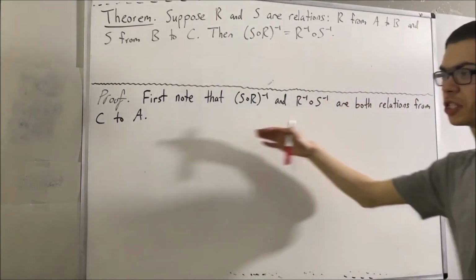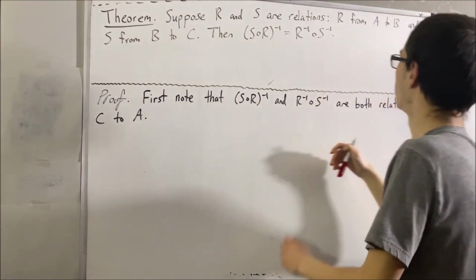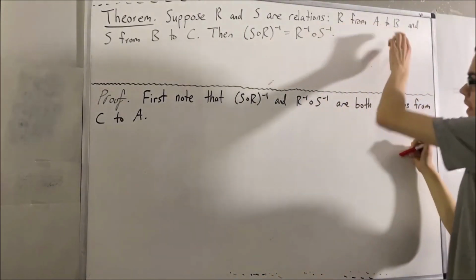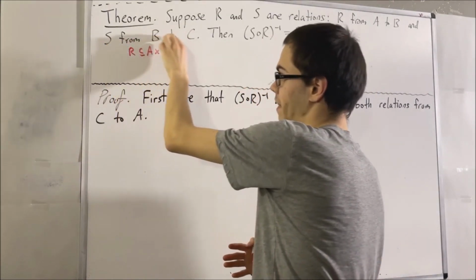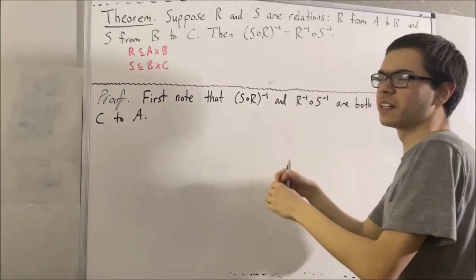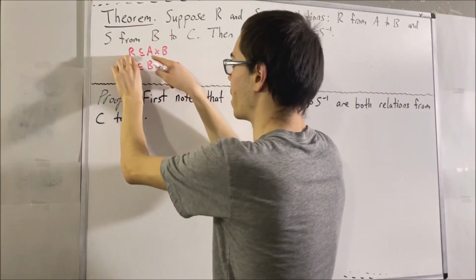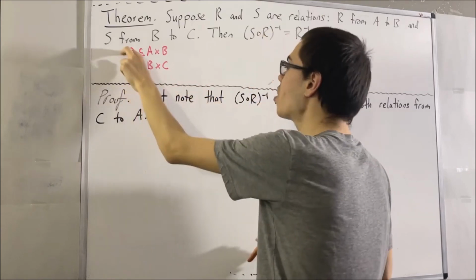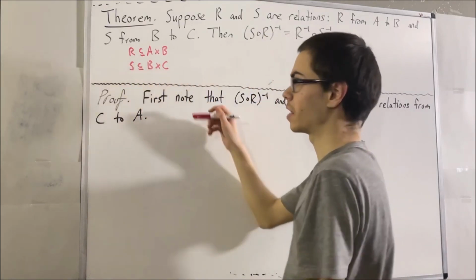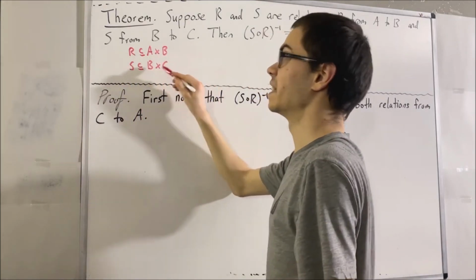And to see why this is true, first of all, we're given that R is a relation from A to B. We're also given that S is a relation from B to C. Now notice, R goes from A to B and S goes from B to C. So really, R and S form a composition that goes from A to C.